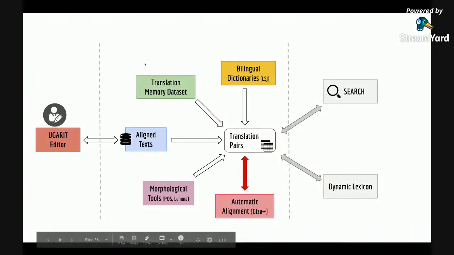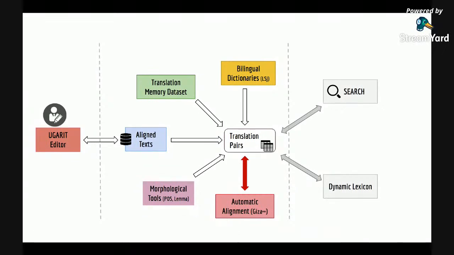As you can see here at the user interface, we have the algorithm editor where scholars and students are able to align 2 texts or 3 texts. And then here we extract the aligned translation pairs and we save them in our database. But not only, as we mentioned, that this project is a crowdsourcing project, so we collect data from everywhere.